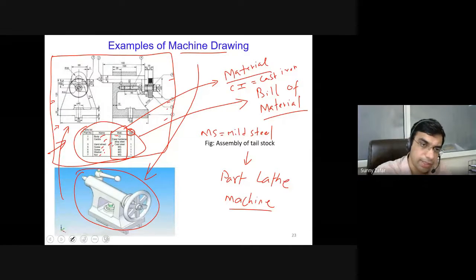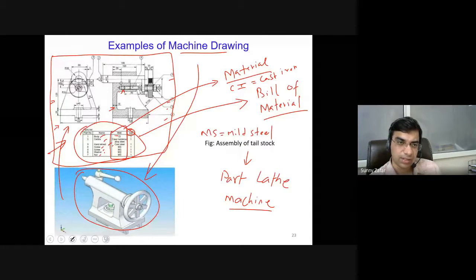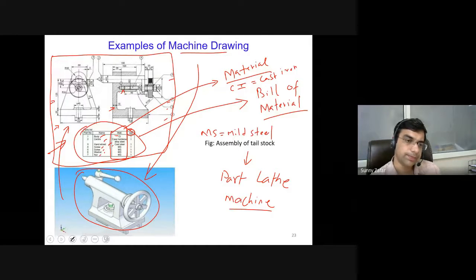So you should understand what is the meaning of this hatched pattern. You should understand what is the meaning of this thick line as shown here, or the thin line, or what other different symbols are present on the machine drawing component. So this is the main objective of this course.